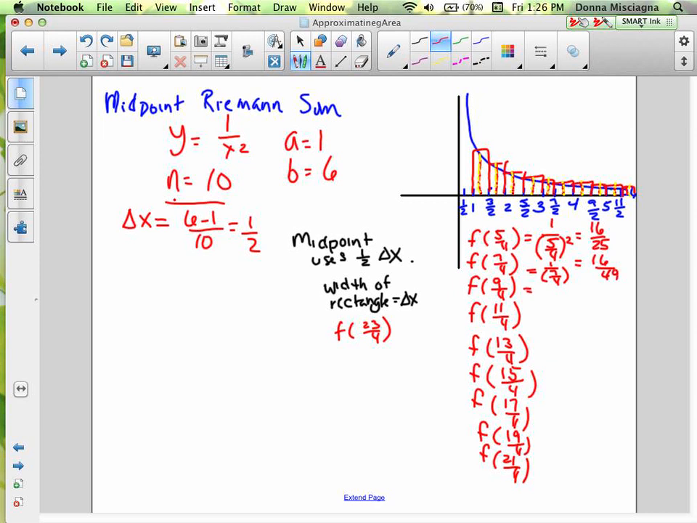And this one, let's write the square in there, is going to be 1 over 9/4 squared. That's going to be 16/81. So notice the numerator's not changing, just the denominator each time. Oh, joy. 1 over 11/4 squared is going to be 16/121.